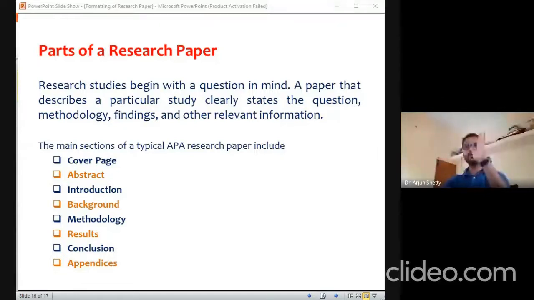Now coming to the results. This is the most important component because this section will tell you the caliber of your research article. If you have written the cover page, abstract, introduction, background, methodology very tremendously, but the results are not up to the mark, not convincing to the audience, then your article will not have any output.